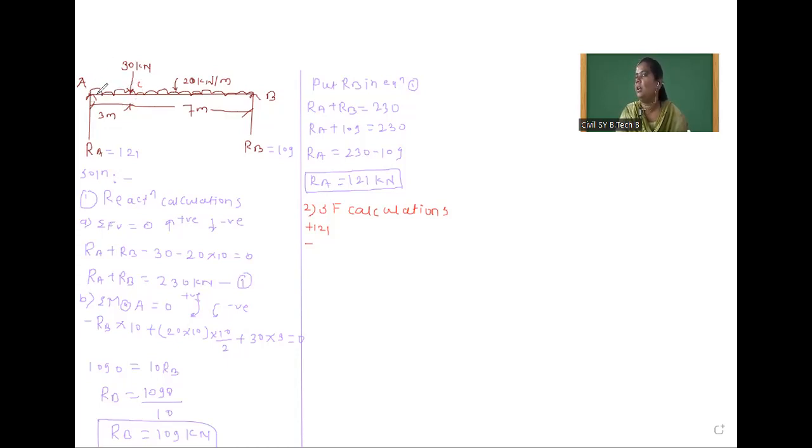This is a downward force, 20 into, we have to multiply by the perpendicular distance to convert it to a point load, so 20 into 3. This calculation is before the point load. So you calculate and tell me how much. Minus or plus?